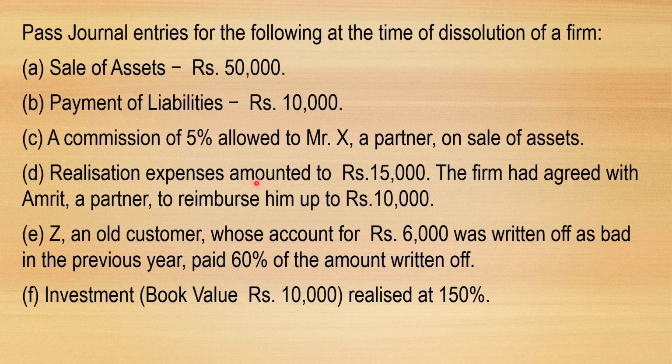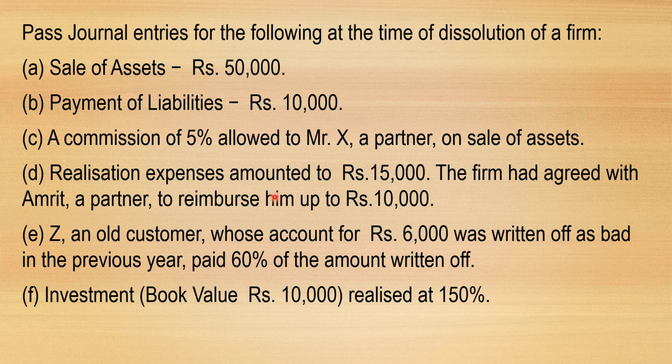Now here is another way, realization expenditure on the agreement with a particular partner. Amrit is a partner. With the agreement with the partnership firm, Amrit will be paid rupees 10,000 only. Reimbursement means the amount paid is up to a maximum of 10,000, and whatever expenditure on realization he has to bear, it may be more, it may be less. If it is more, then Amrit will be the loser. If it is less, then Amrit will be the gainer. But here the actual realization expense is 15,000, so in this case Amrit is the loser. Ultimately, from the firm's viewpoint, the partnership firm will pay only 10,000.